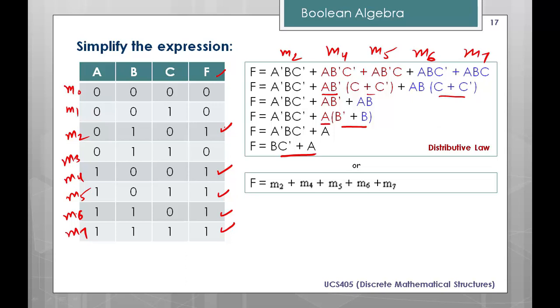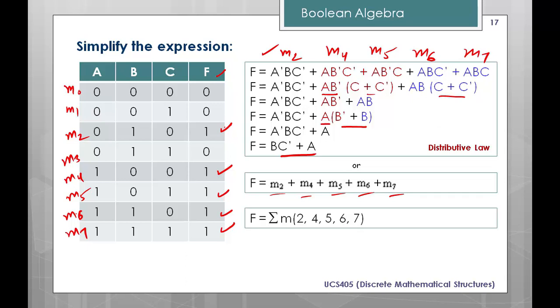Now the question can be asked in this way also. You may be given just the designations: M2 plus M4 plus M5 plus M6 plus M7, meaning in front of these terms the value is 1. Or it can be asked using summation, which means SOP, with M at the positions where 1 is coming: 2, 4, 5, 6, 7. In this way the question can be asked.